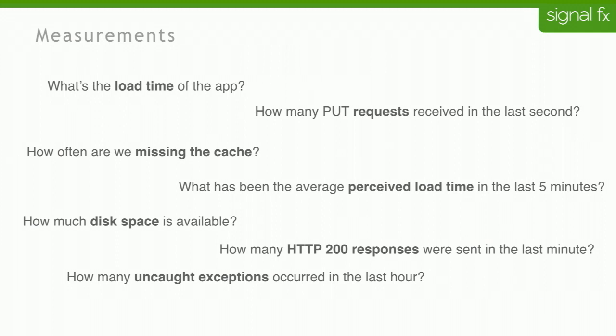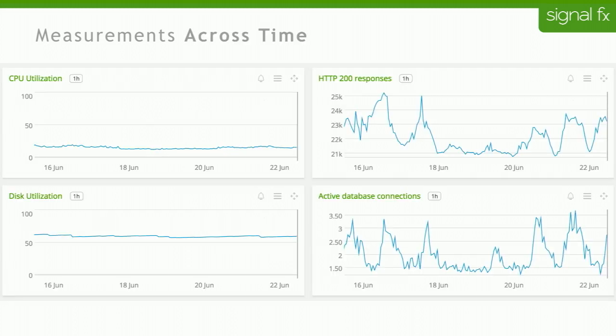I'm going to be talking about getting the most value out of our measurements. So the type of measurements that we may care about here are things like how many requests are we seeing, what's the load time of our app, how often are we missing the cache, et cetera. So once we've instrumented our system, we'll end up with a dashboard that looks something like this.